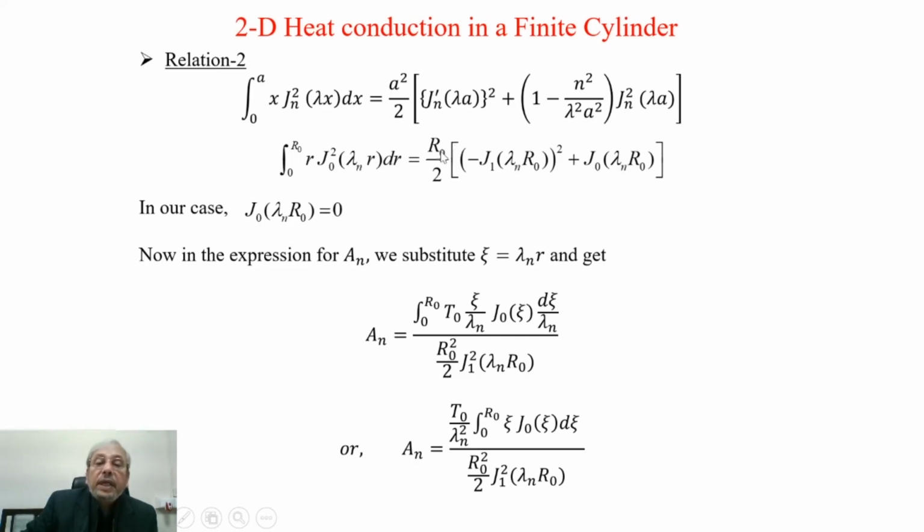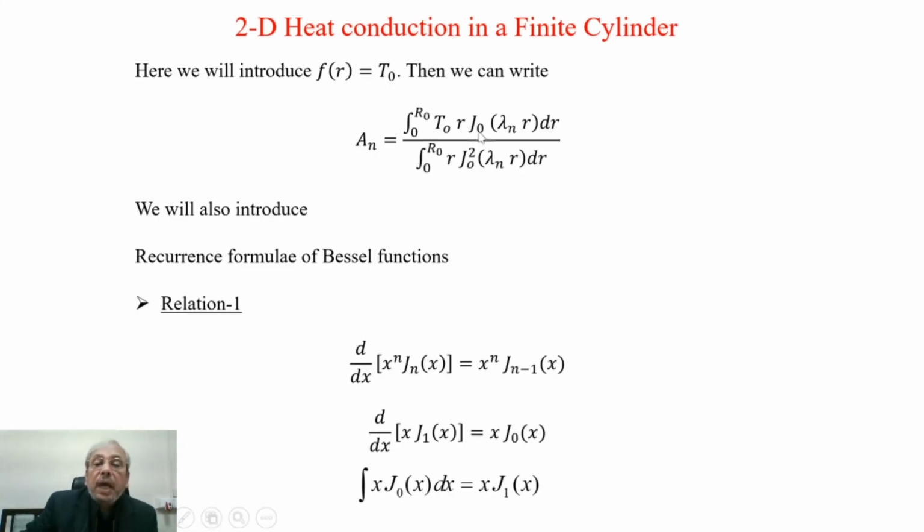And then we can write this equation; we will be left with R naught square by 2 into J1 lambda n R naught, where lambda n R naught is the argument, and this is square. So this becomes J1 square lambda n R naught into R naught square by 2. This has become the denominator. And the numerator, we have seen this is the term.